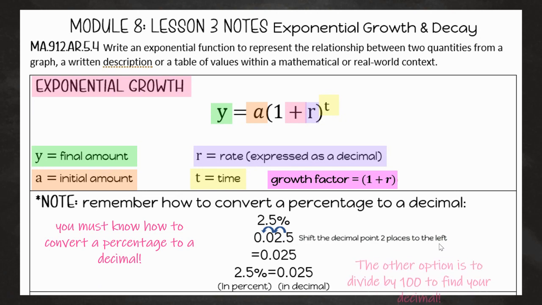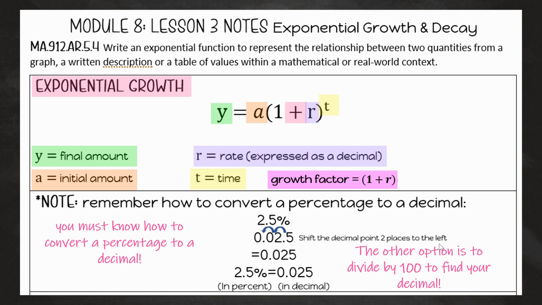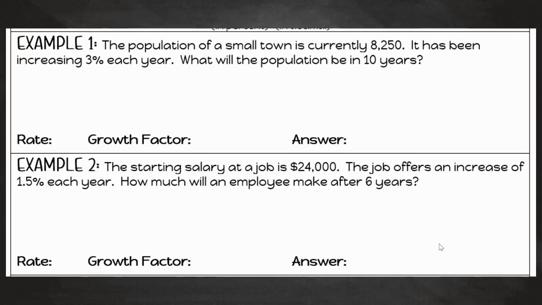All right. So if you forget how to move the decimal or which way to move the decimal, you can also take the percentage, 2.5, and divide it by 100, and then that would give you the decimal as well.